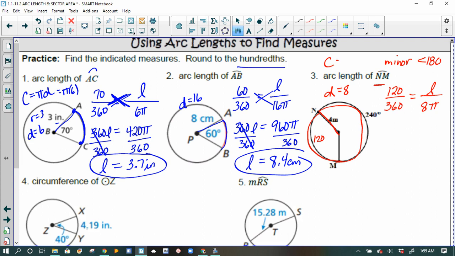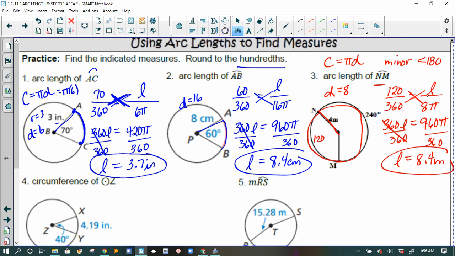And circumference is pi d. 360 L, and then 120 times 8. So 960 pi. So divide by 360. The length is, and it's the exact same number, 8.4 meters.